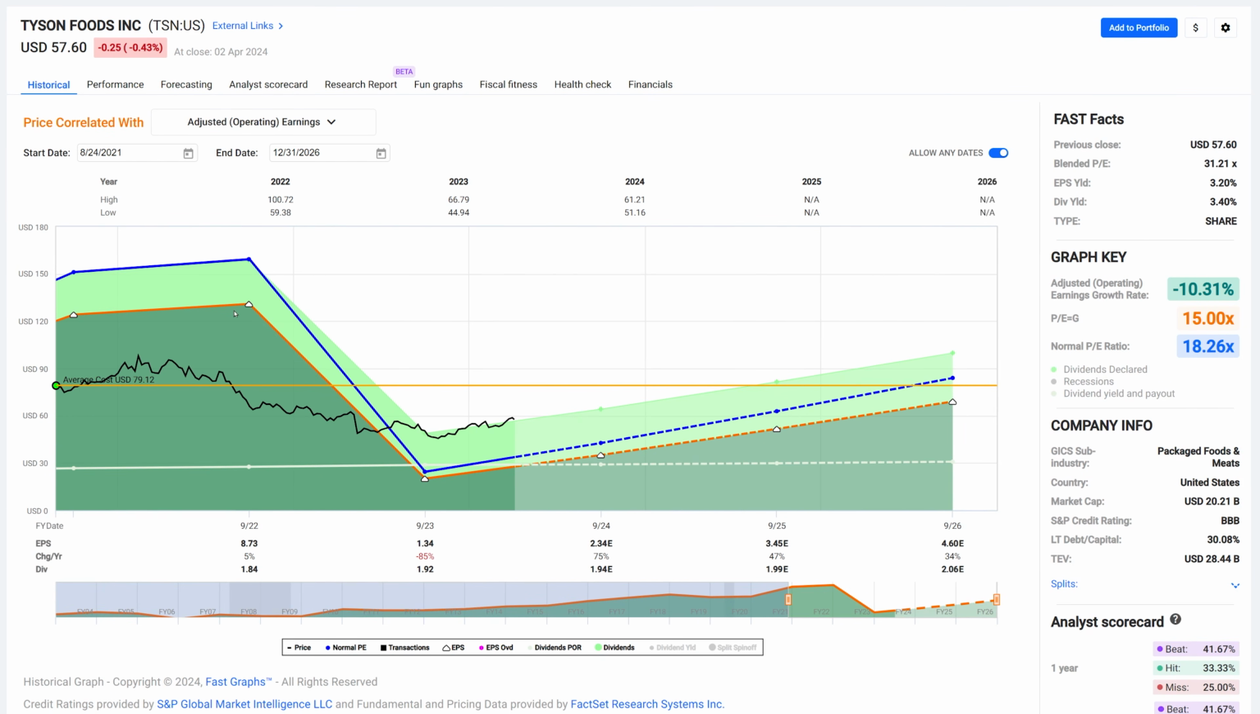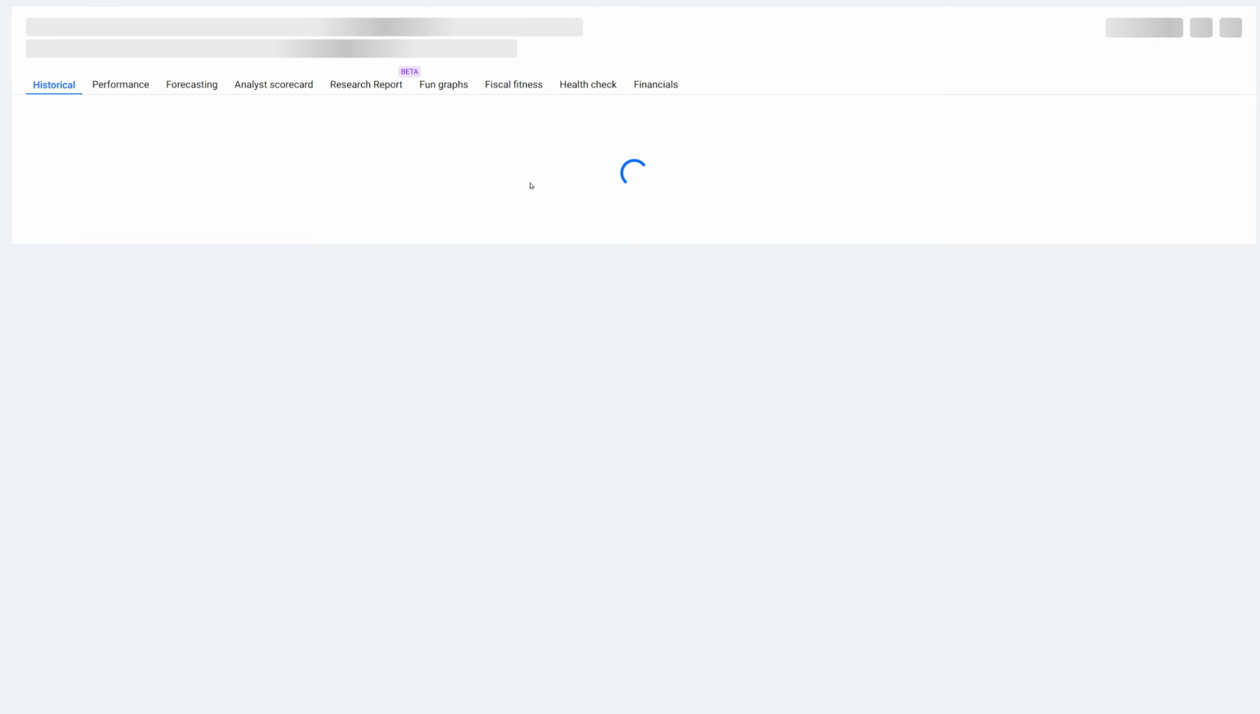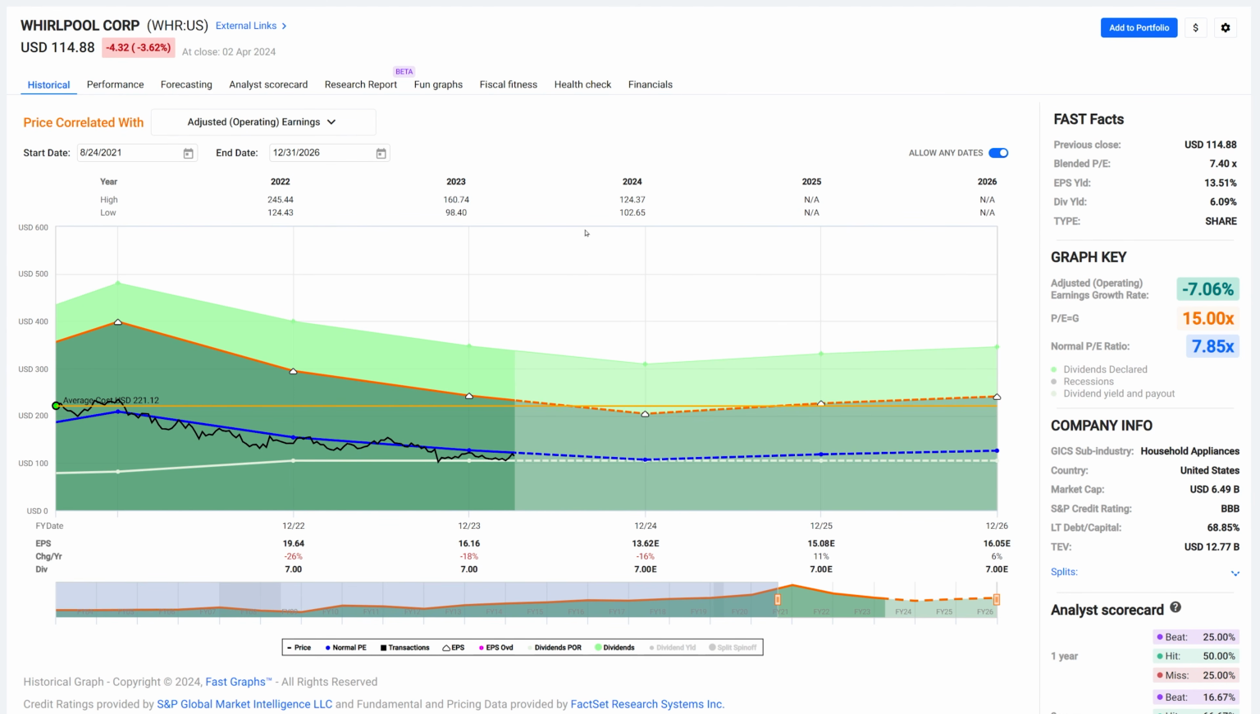And then Tyson Foods had one of the earnings issues. This is one that we talked about. UGI was another one that basically has dropped precipitously in value because of earnings issues. And then Whirlpool was another one that had earnings issues. It's kind of interesting that they're all towards the end of this.